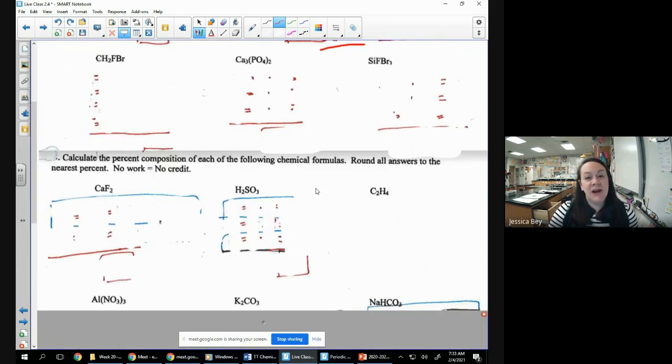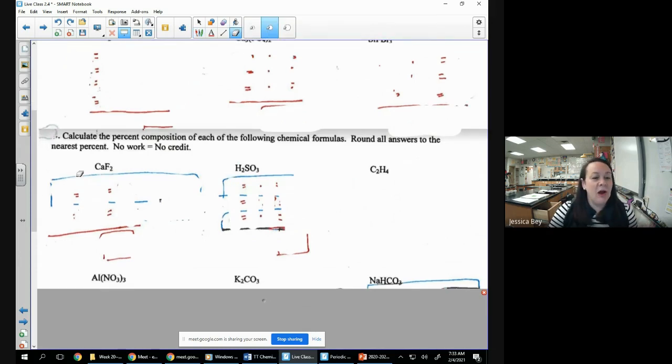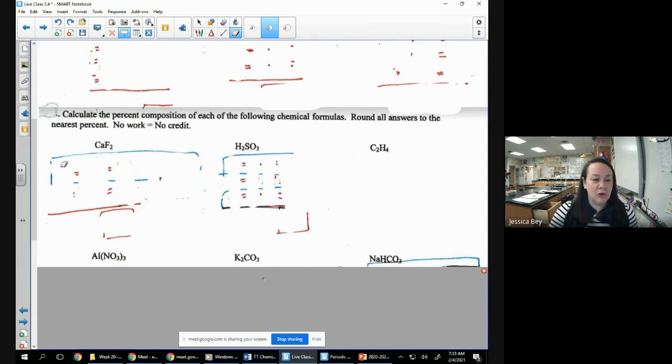Okay. Now percent composition just has you go one step further. So I'm going to do the bottom here. For calcium fluoride, you have calcium and fluorine. And then I'm going to look up that I have 1 calcium and 2 fluorines. Hopefully you can see that there.